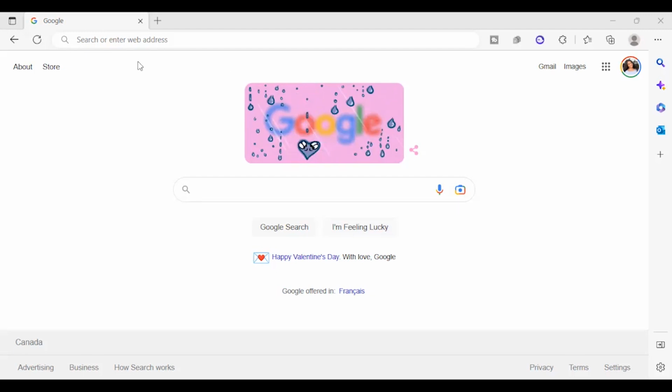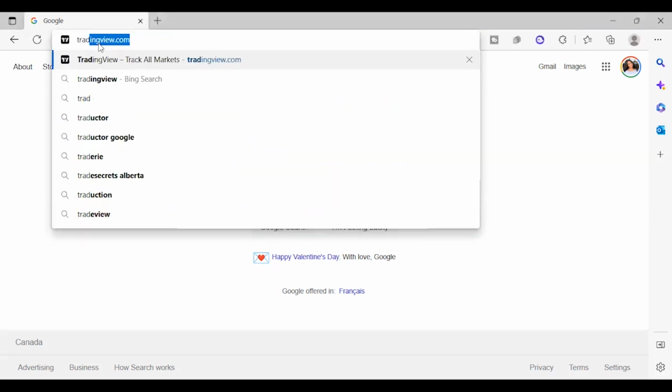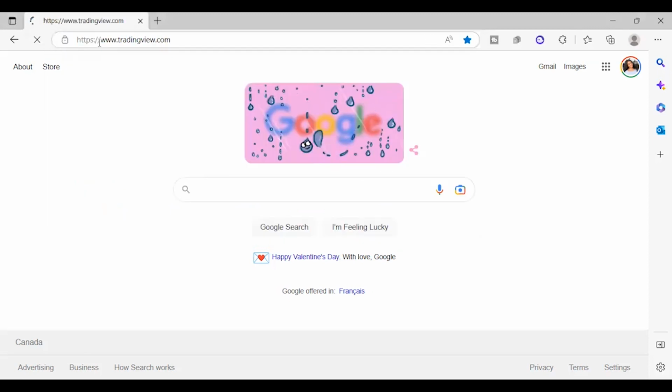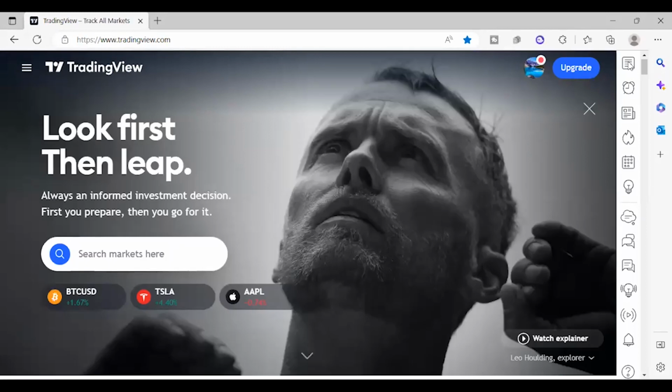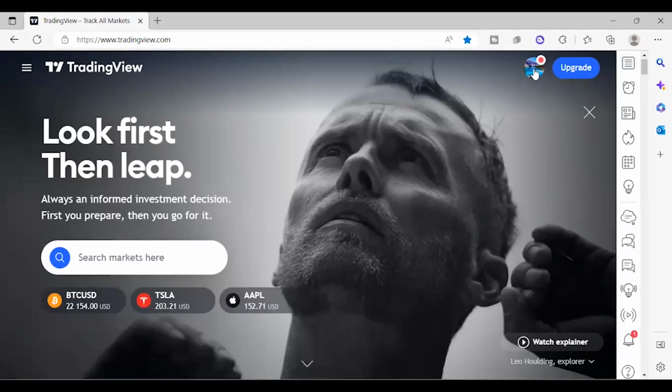So if you are on Google, you just want to type tradingview.com, and then it'll bring you to this page. So this is Tradingview, and you can go ahead and create an account. It takes like 5 minutes or less to create an account.